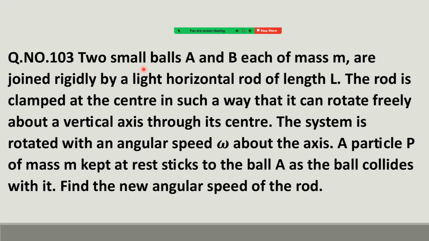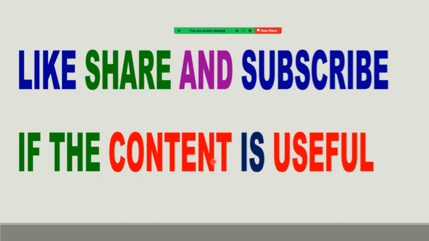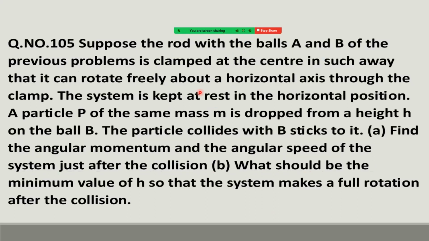See here, two small balls A and B, each of mass m. The rod is light and horizontal. Here in this case, rotation was about a vertical axis. So now in this case, we are taking the axis as horizontal. Yeah. The system is kept at rest in the horizontal position.